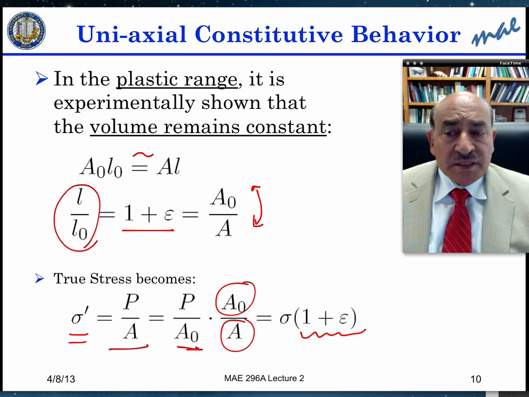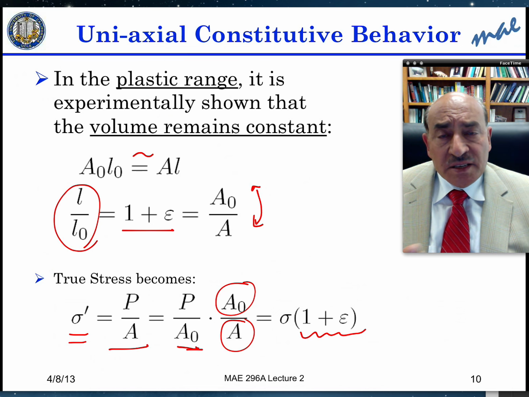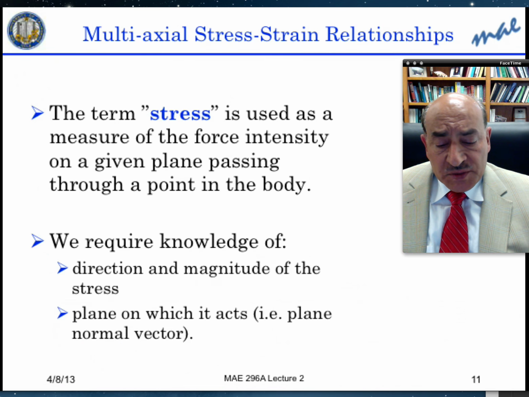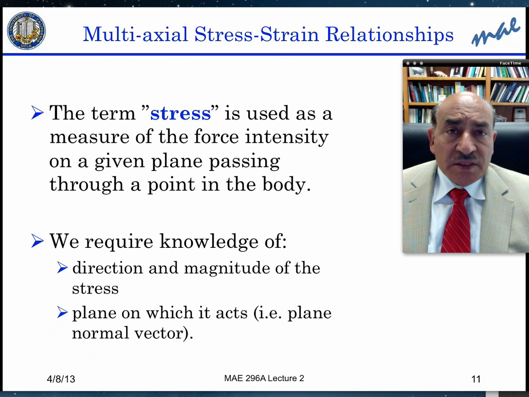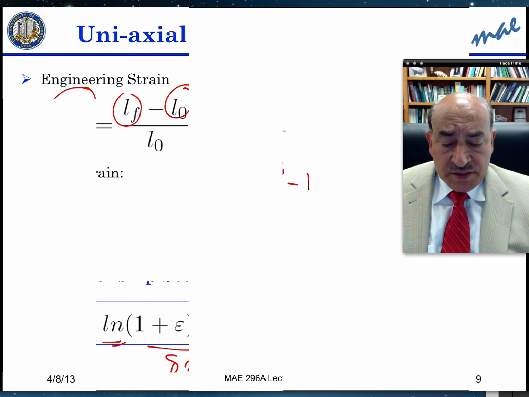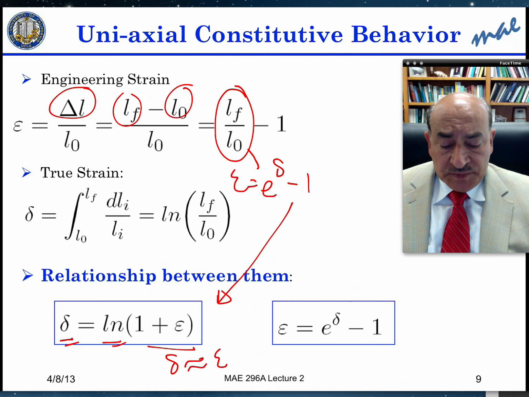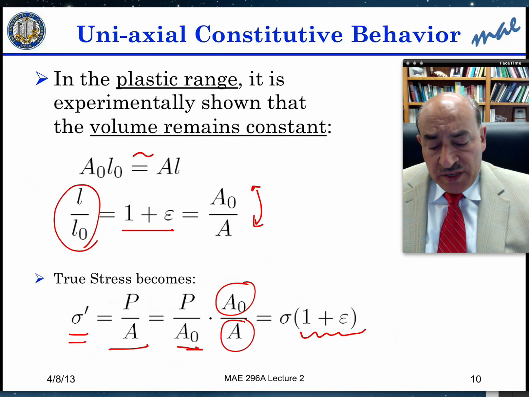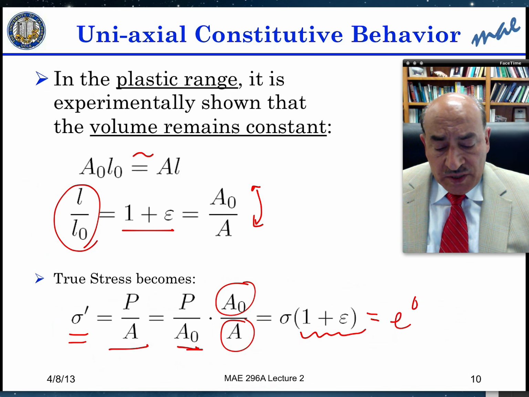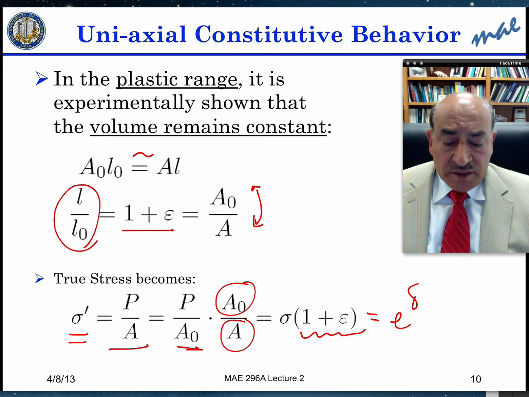So all of a sudden we have that the current stress is equal to the reference stress, but with another factor of deformation coming in, which is 1 plus epsilon. And 1 plus epsilon can also be written in terms of delta, because we know that 1 plus epsilon is e to the power delta. So you can write it either this way, or you can write it as e to the power delta times sigma.